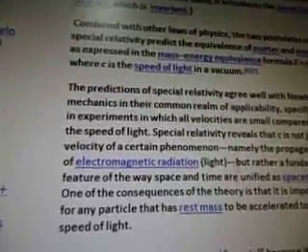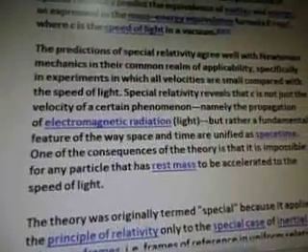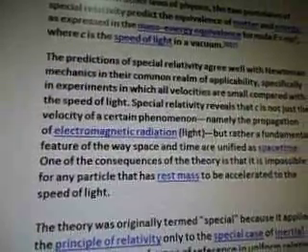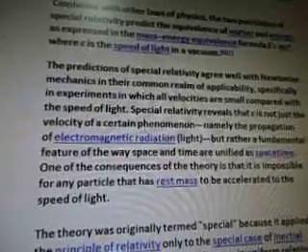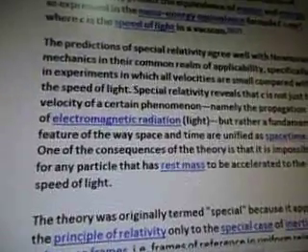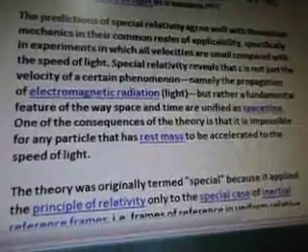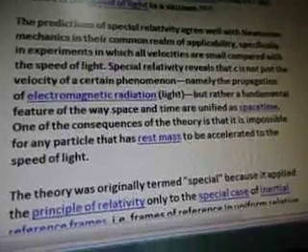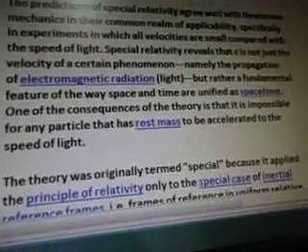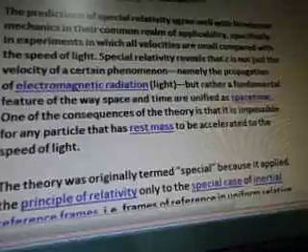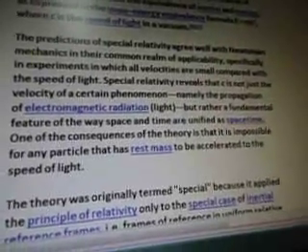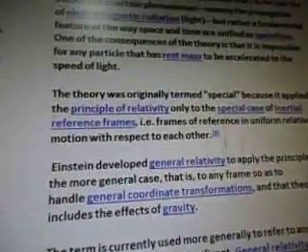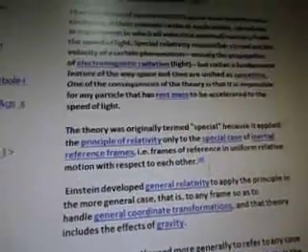The predictions of special relativity agree well with Newtonian mechanics in their common realm of applicability, specifically in experiments in which all velocities are small compared with the speed of light. Special relativity reveals that c is not just the velocity of a certain phenomenon, namely the propagation of electromagnetic radiation, which is light, but rather a fundamental feature of the way space and time are unified as space-time. One of the consequences of the theory is that it is impossible for any particle that has rest mass to be accelerated to the speed of light.